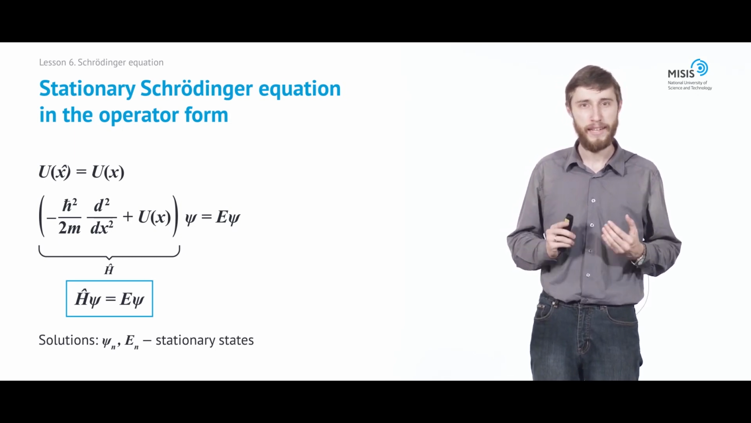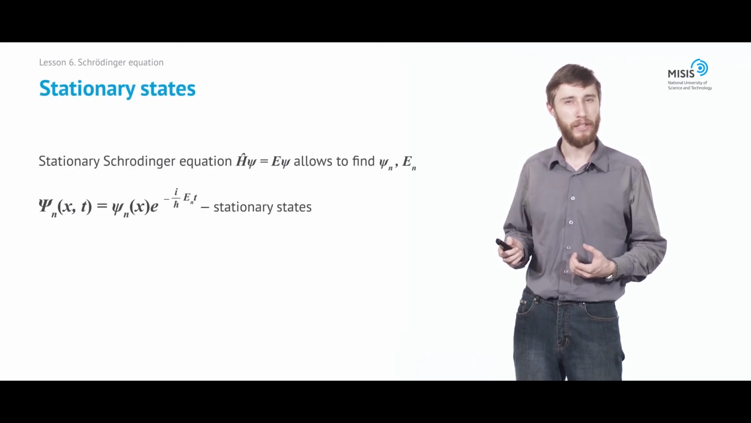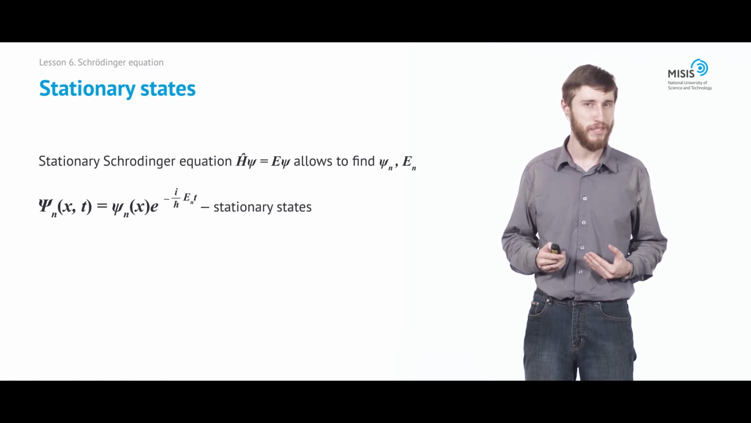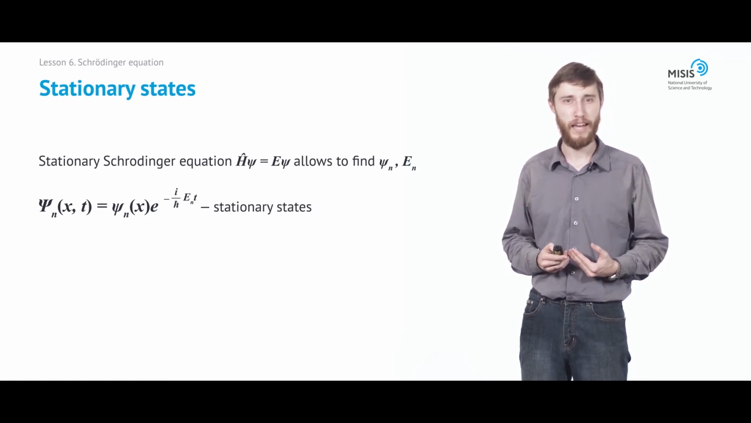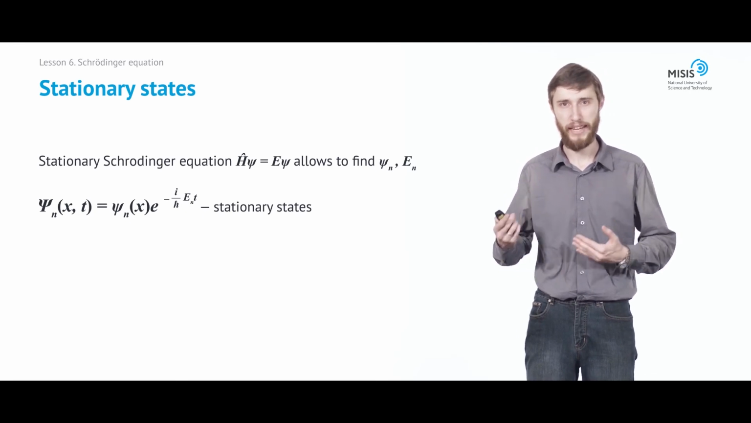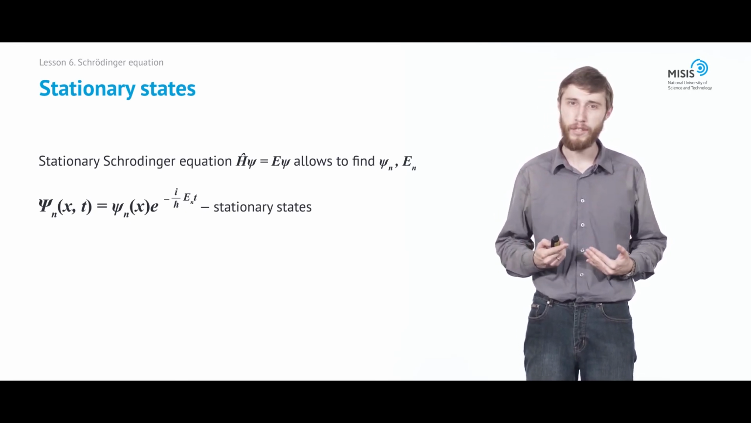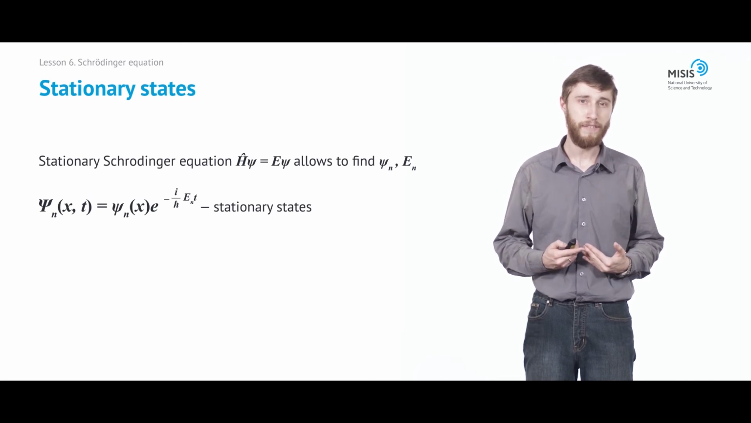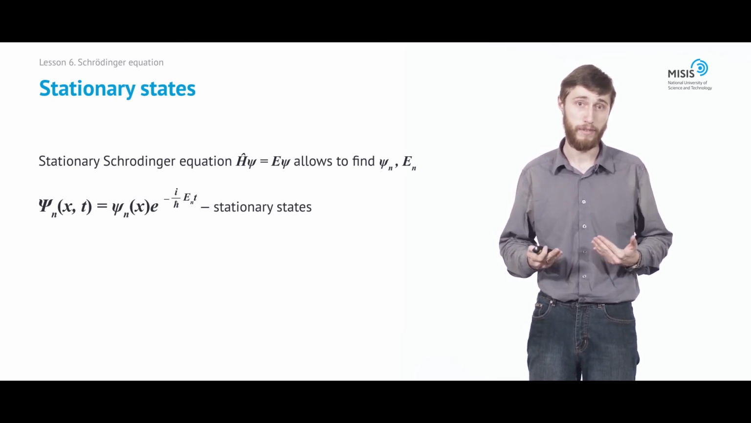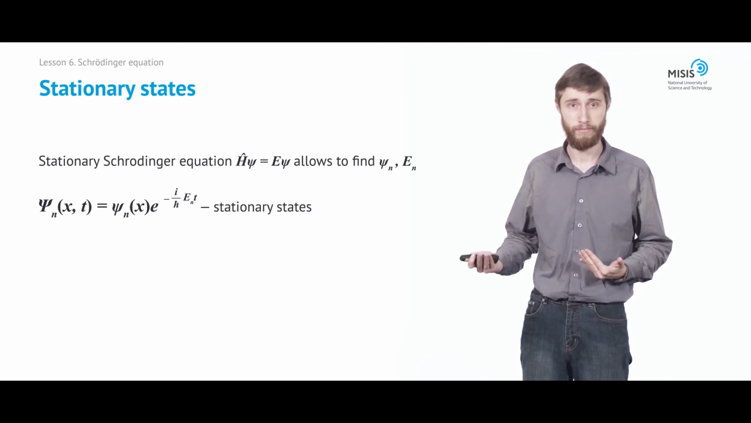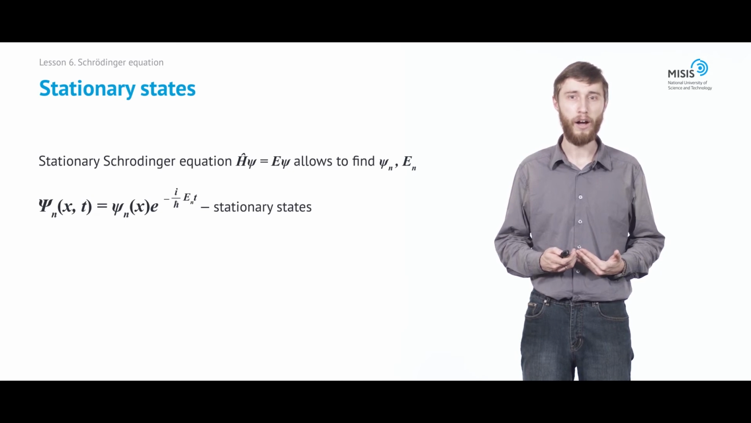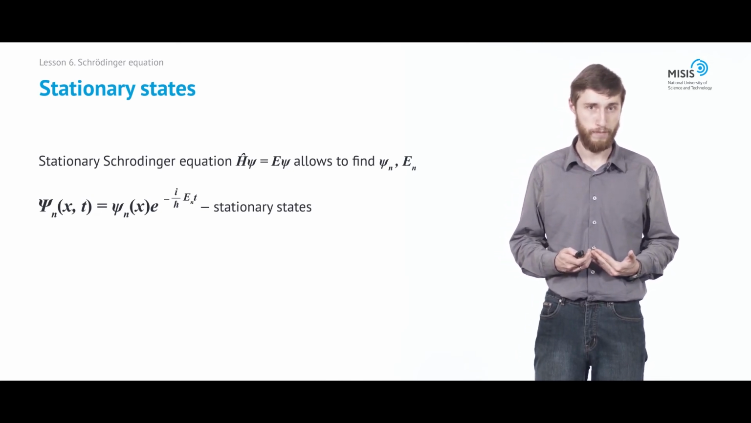Let's discuss them a little bit more. Stationary Schrödinger equation allows to find the energy levels of the system E n, at least in principle, and corresponding psi function psi n. If we can find E n and psi n, which is usually a non-trivial task, then we can easily find phi of t and the corresponding full wave function, capital psi. Such solutions of the time-dependent Schrödinger equation are called stationary states.